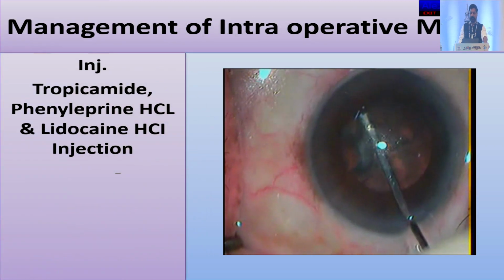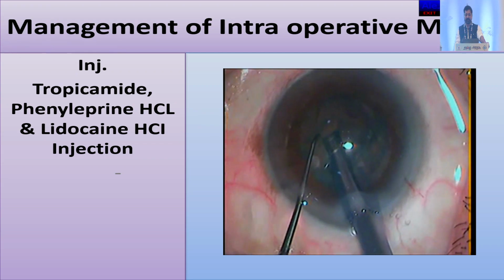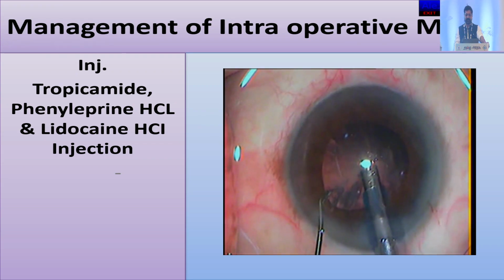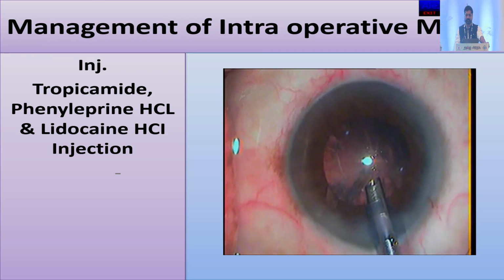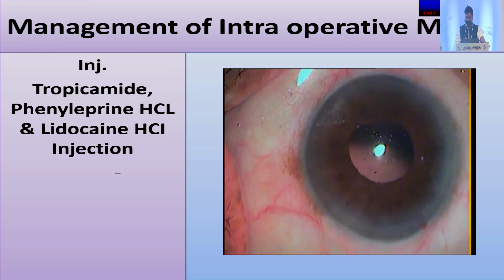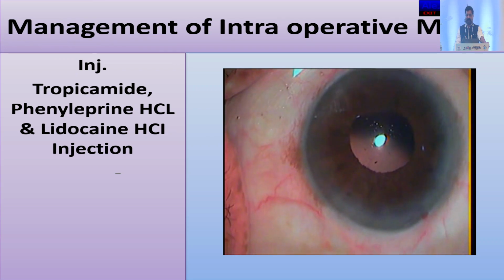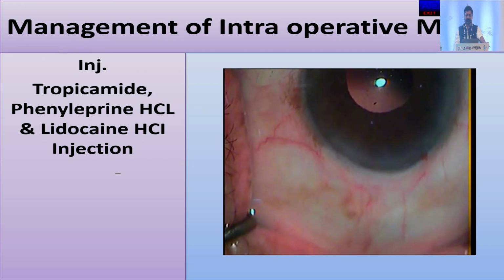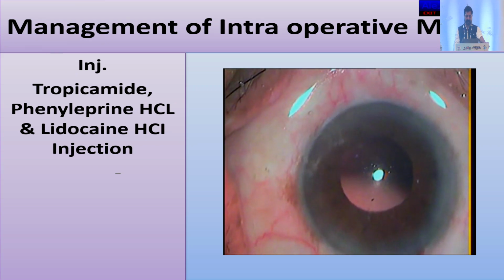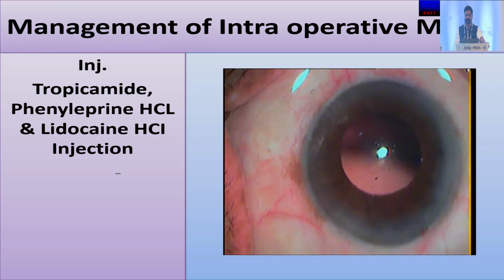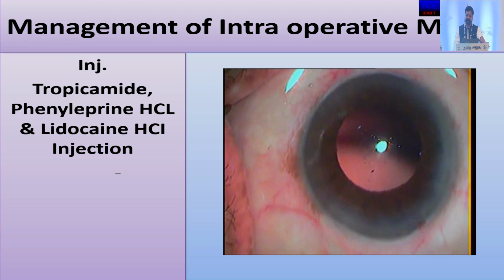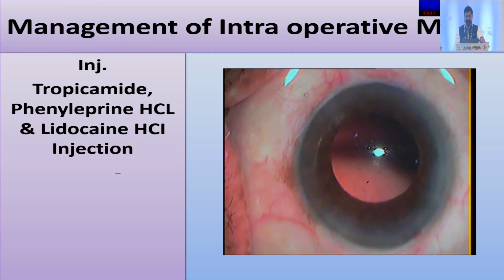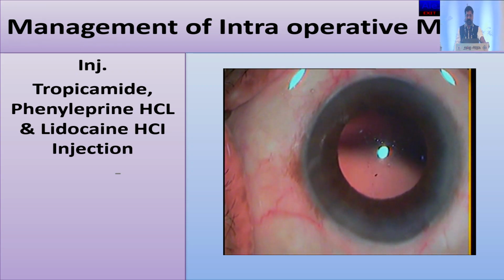Management of intraoperative miosis is more important, because after doing everything, suddenly you can see, because of iris tissue handling, either with the dialer or chopper, you may get intraoperative miosis. Nowadays a commercially available injection of tropicamide, phenylephrine, and lignocaine is there. You can put it inside, and again you can have a good look, and you can insert the lens.